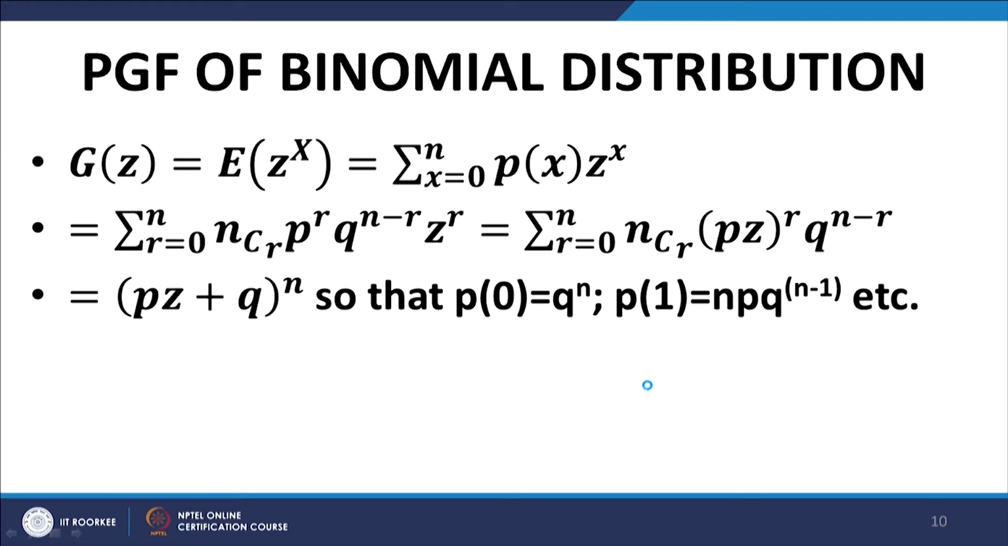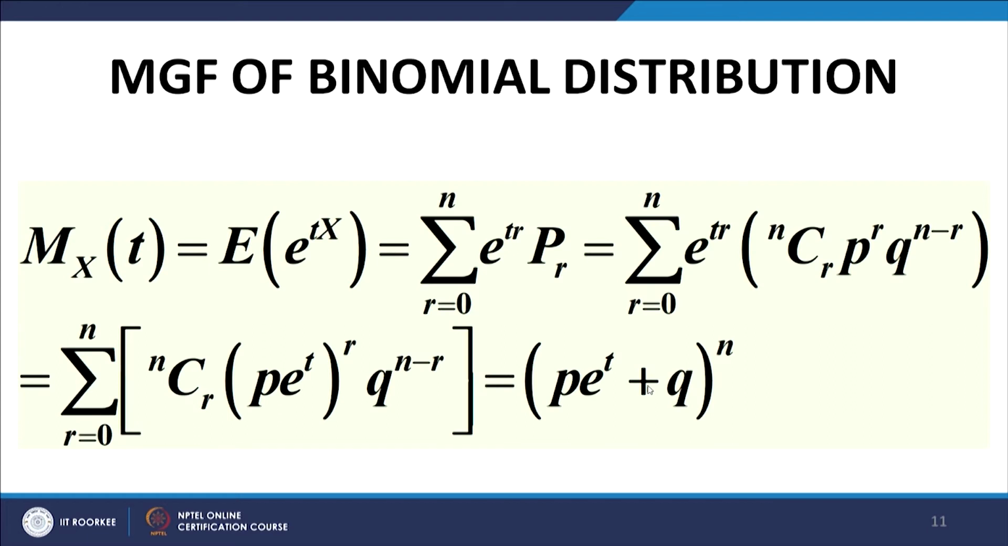Probability of getting 1 head: if you want to work out 1 head, you differentiate it once and then put z equal to 0, and you get the probability of getting 1 head as n p q to the power n minus 1. You can check that, because nC1 is equal to n, p to the power r in this case is p, and q to the power n minus r is q to the power n minus 1. On this side you differentiate with respect to z and then put z equal to 0, and you get precisely this expression. The moment generating function of the binomial distribution is the expected value of e to the power tX.